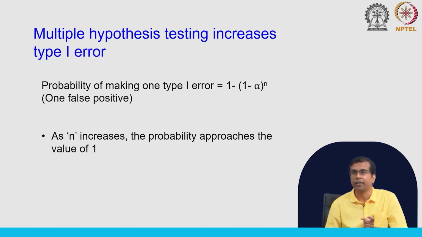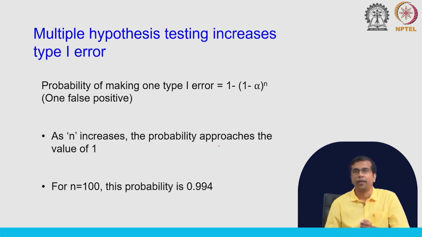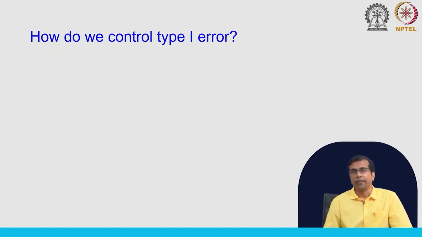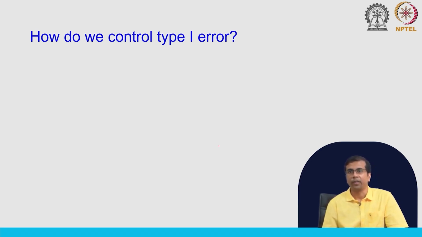As you can see, alpha is a fraction. Alpha is 0.05, and 1 minus alpha is 0.95. If you make it 0.95 to the power n, then for n equals 100, this probability becomes 0.994. What it means is that we are almost sure, if the probability is close to 1, that we will definitely make one false positive call. So, as we do multiple tests, the probability of making a false positive call also increases manifold. Now we understand that the probability of type 1 error would increase when we are doing this analysis.